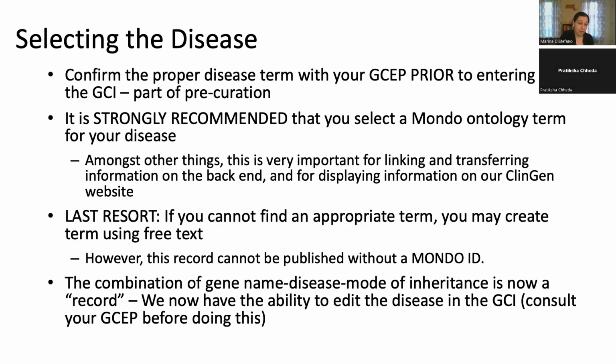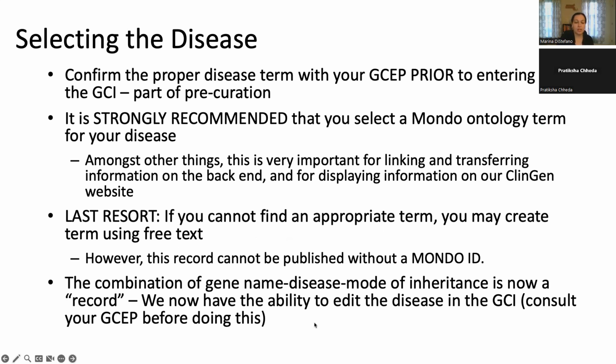So that's required. So for selecting the disease, you want to confirm with your GCEP the proper term. It's strongly recommended that you select a term from the Mondo or the Monarch disease ontology. This is really important for linking and transferring the information on the back end and for displaying the information on our website. If the GCEP is lumping something and renaming a disease, as a last resort, you can use a free text term. However, this can't be published to the website, so this is really only a temporary fix while you enter your information into the GCI.